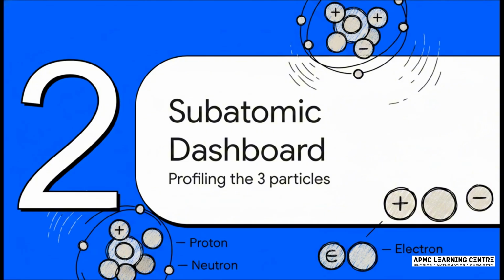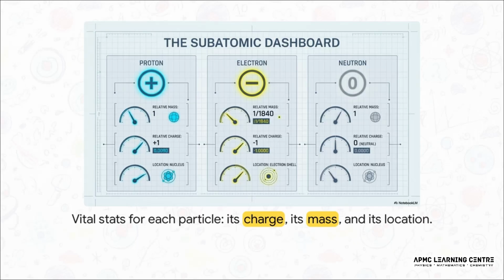So, what are these regions actually made of? Let's meet the three construction workers of the universe: the proton, the neutron, and the electron. And here's the dashboard with all their vital stats. You can see protons are positive, electrons are negative, and neutrons, well, they're neutral. Protons and neutrons live together in the nucleus, while those electrons are just zipping around on the outside.